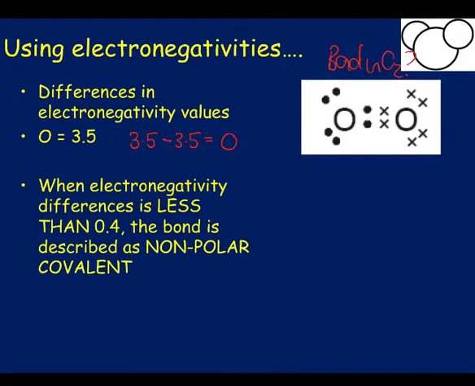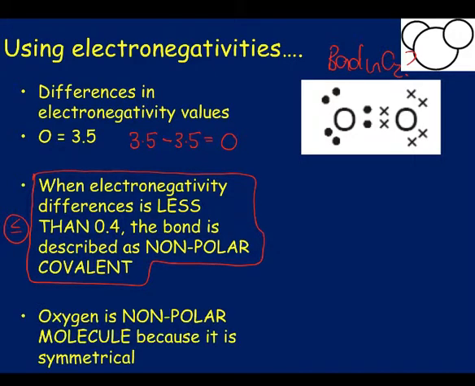And there is a rule, and you need to know this rule. So the rule is when your electronegativity values are less than 0.4, or less than or equal to for you, but I'll just give you that little symbol, then the bond is described as being non-polar covalent.